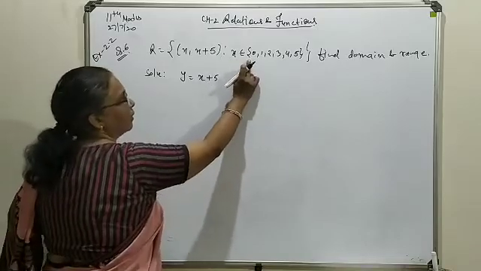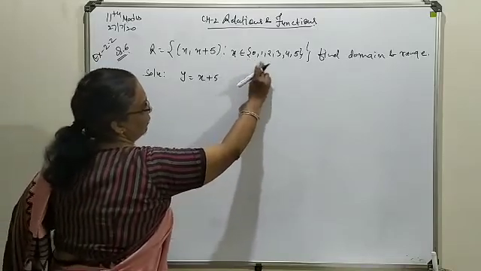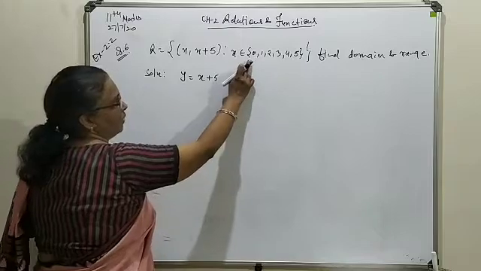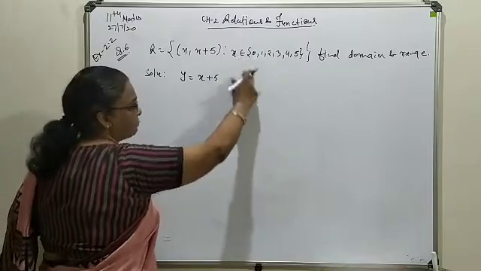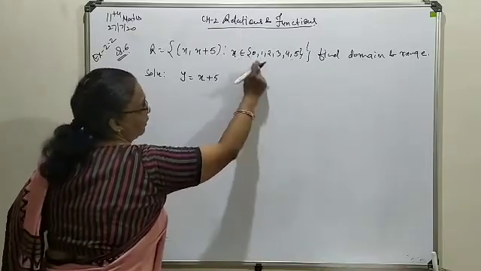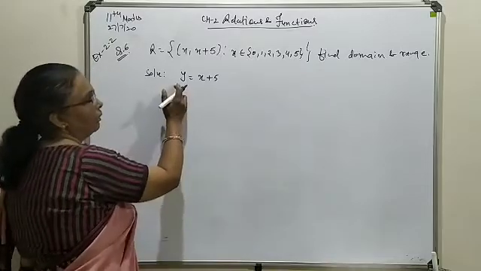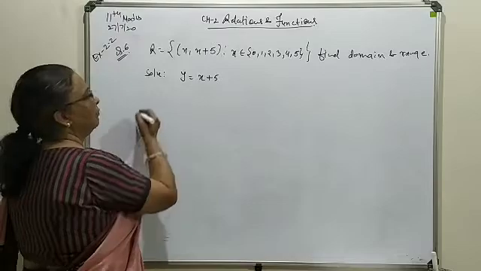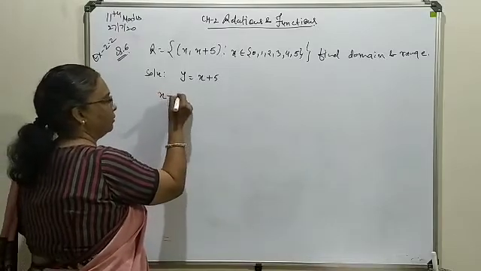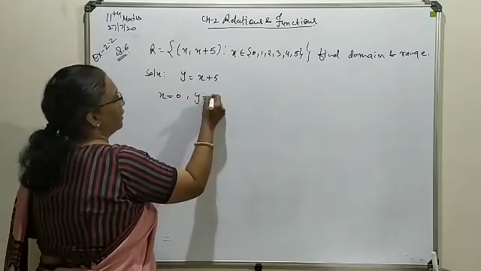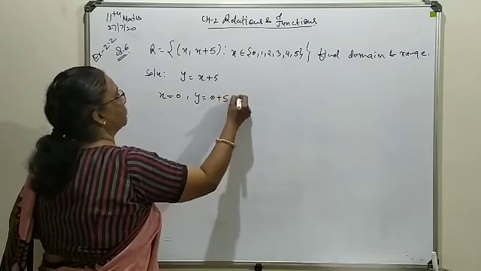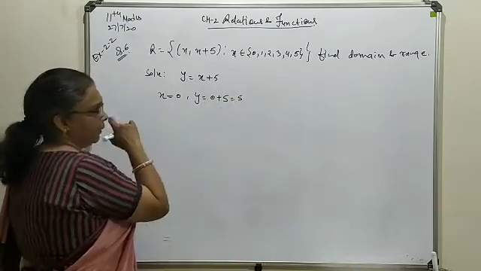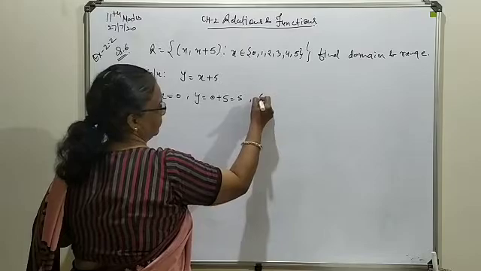For x, elements are to be selected from this given set. So one by one we will start with 0 and end at 5. All the values we are going to select here to find the solution regarding range. So let's start with the first one, x is equal to 0. The y you will get is 5. So the ordered pair you have is 0, 5.